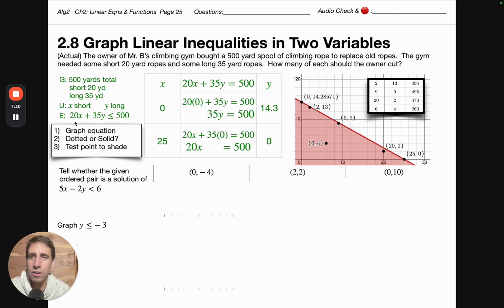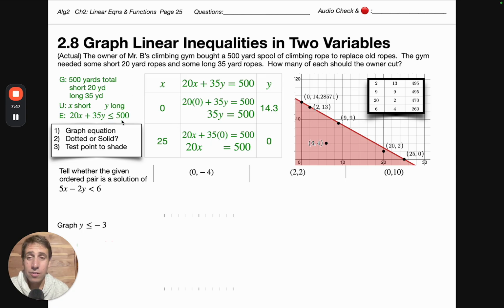The process is going to go like this. First, you graph the equation version. You figure out if it's dotted or solid, and then you do a test point to figure out what you're shading. Let's get practice at this test point thing. My test point over here was 0, 0. You put it in and find out if it's a true or false statement.